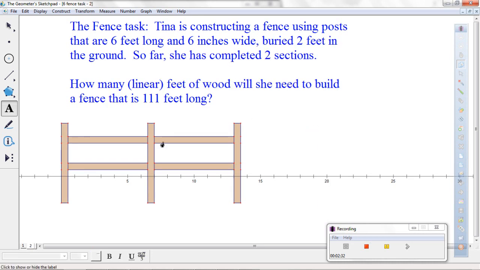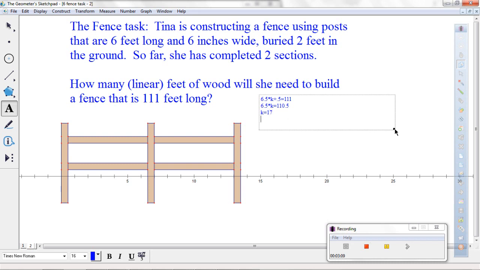Okay, so then the next question is how many linear feet you would need to build a fence that is 111 feet long. So I would use my expression from before, 6.5K plus 0.5, because I know that's how long my fence is, and I want it to be 111 feet. You can make a fence that's 111 feet long by translating, but I wouldn't suggest it. You could solve this. So I would subtract the 0.5, and I would divide by 6.5, and I would get 17.